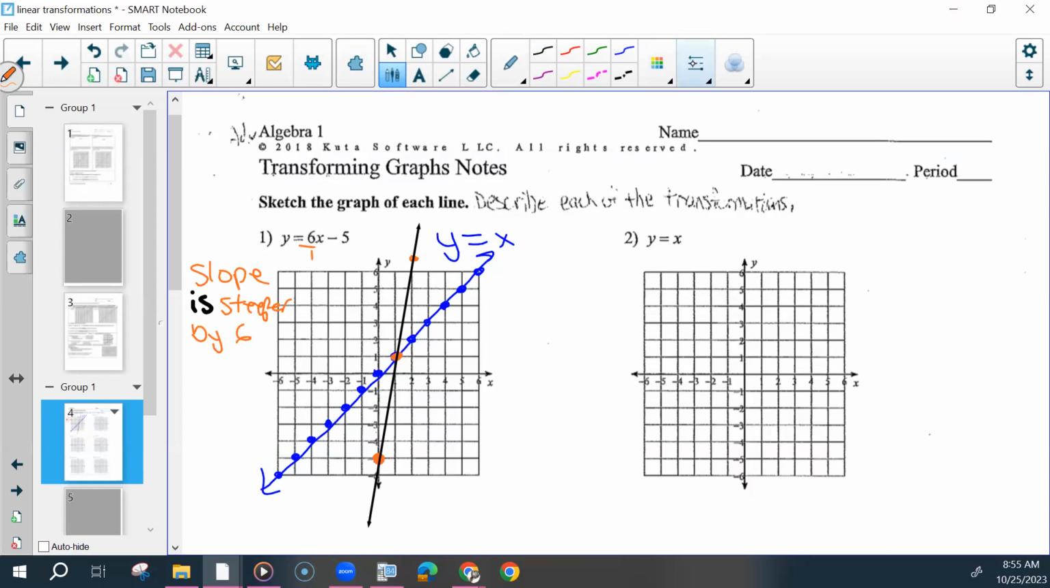Okay, what else changed? What about the y-intercept? We got shifted down by how much? 5. Questions on that one?